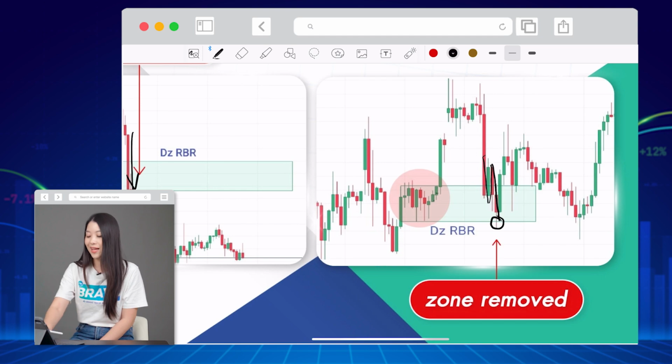Okay, so that's the important thing that you need to know on how to tell if a zone has good strength, and is strong enough for you to enter your trades.